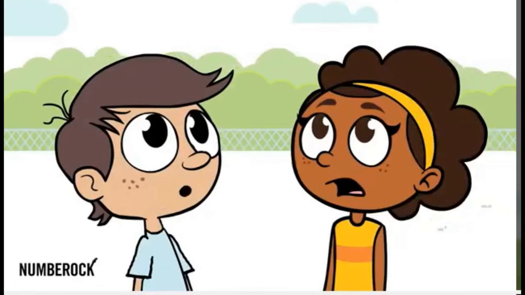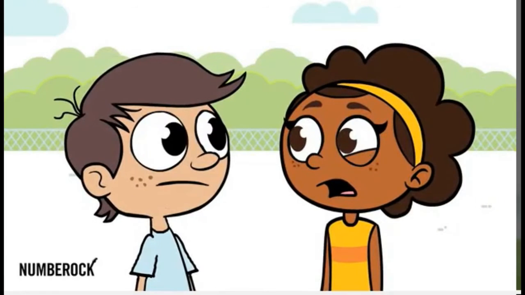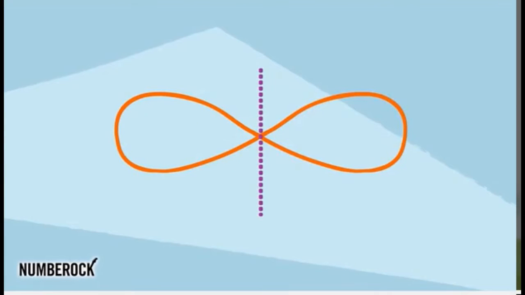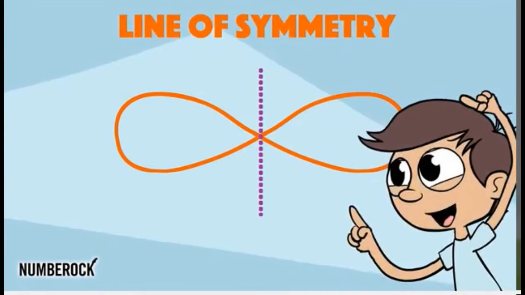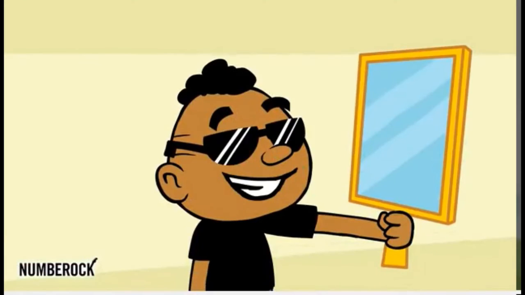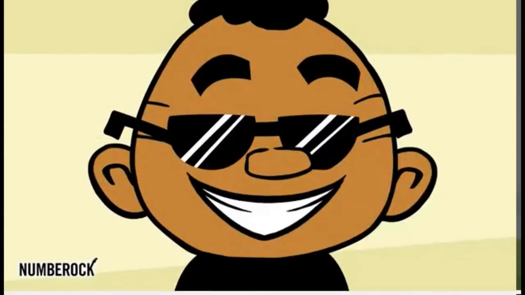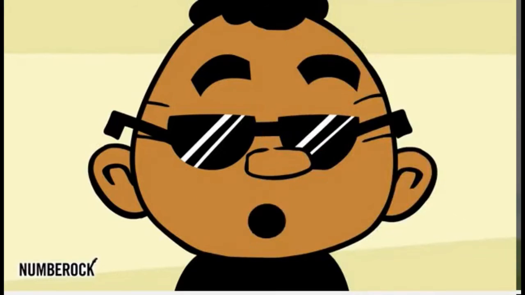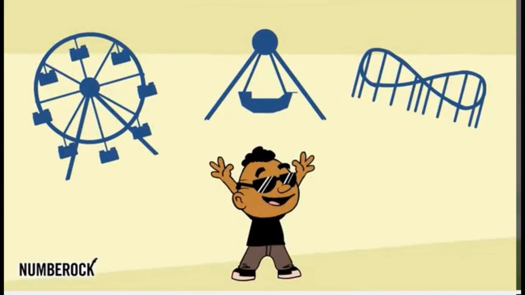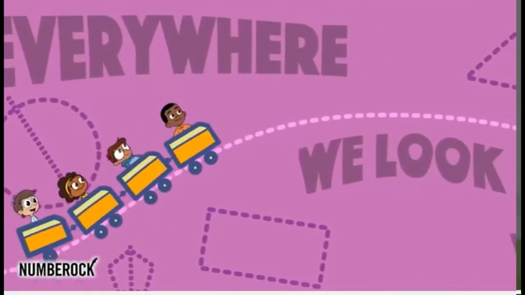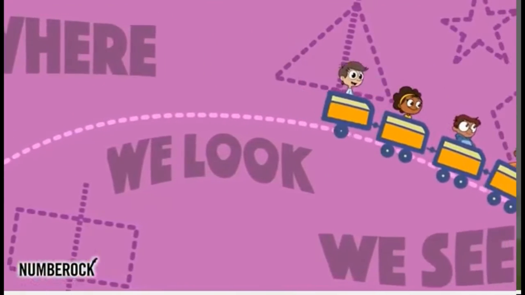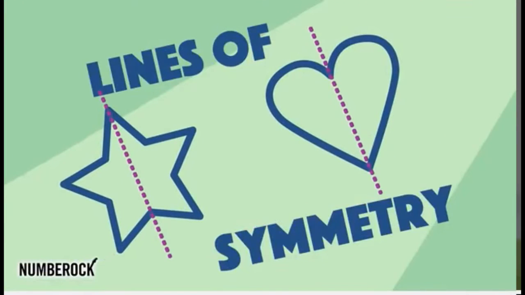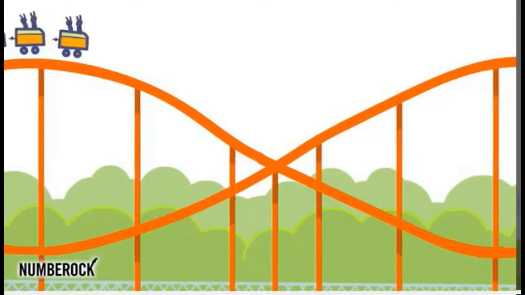We see the roller coaster's loop-de-loop has a line of symmetry between the hoop. A mirror reflection on each side is where the lines of symmetry hide. Then we see a mirror and realize symmetry disguised right between our eyes. A line divides each side of our face. We see symmetry all over the place. Everywhere we look, we see lines of symmetry. Lines of symmetry everywhere.